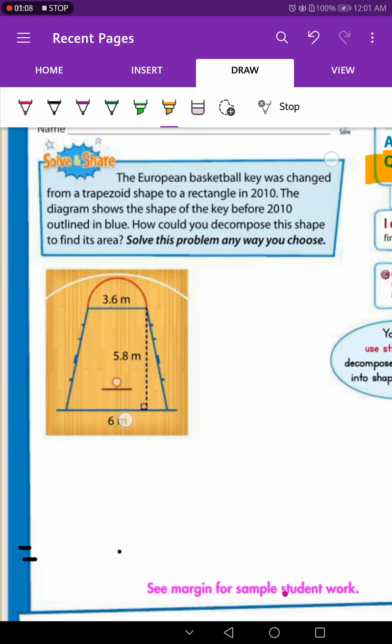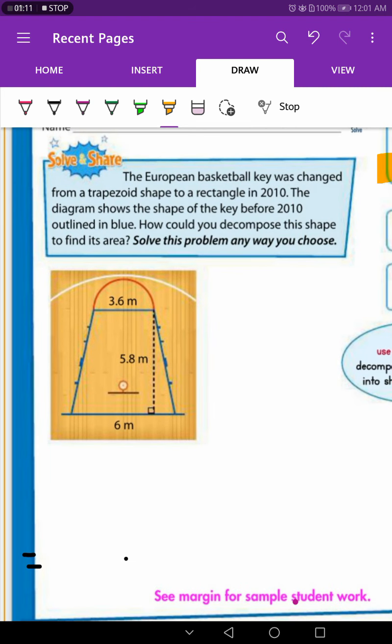Solve and share. The European basketball key was changed from a trapezoid shape to a rectangle in 2010. The diagram shows the shape of the key before 2010 outlined in blue. How could you decompose this shape to find its area? Okay, we have a new keyword here, we have to know it.